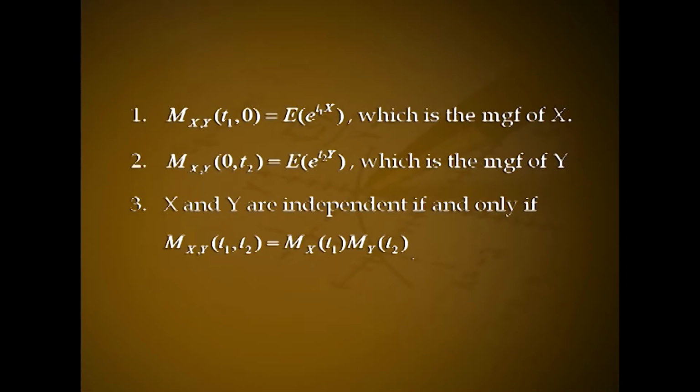Recall that 1. M_XY(t1, 0) equals expectation of e^(t1 X), which is the MGF of X. 2. M_XY(0, t2) equals expectation of e^(t2 Y), which is the MGF of Y. 3. X and Y are independent if and only if M_XY(t1, t2) equals M_X(t1) into M_Y(t2).